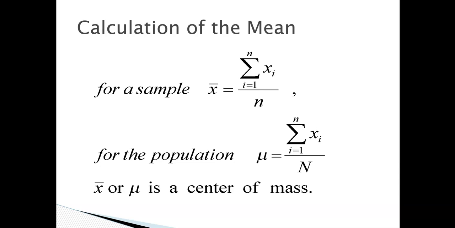While for the population, the whole population, the average is called mu instead of x bar, and mu is the Greek letter for m, which will equal the summation of xi, where i goes from 1 to capital N, divided by capital N, the number of data points in the targeted population, the whole population.